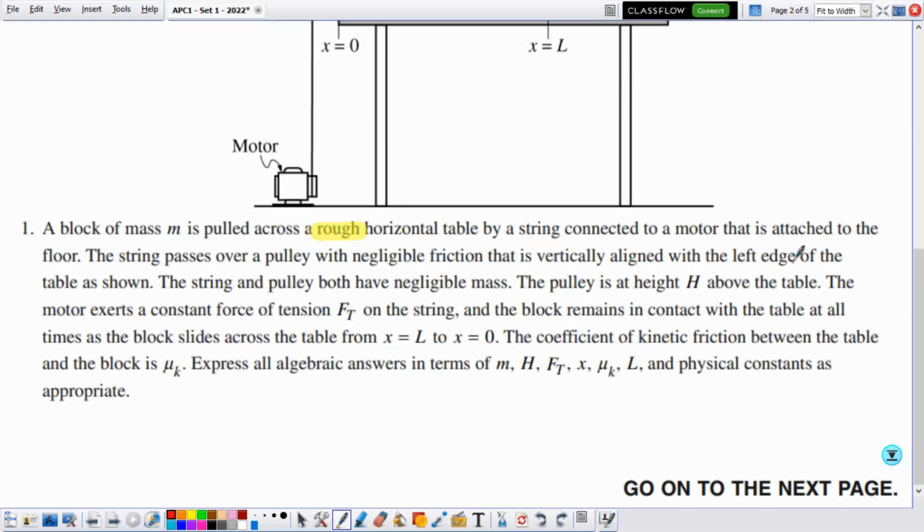Express all algebraic answers in terms of m, h, Ft, x, mu k, L, and physical constants as appropriate. This statement is super important. Now anything that will be derived, we need to double check that it's being expressed in terms of these.